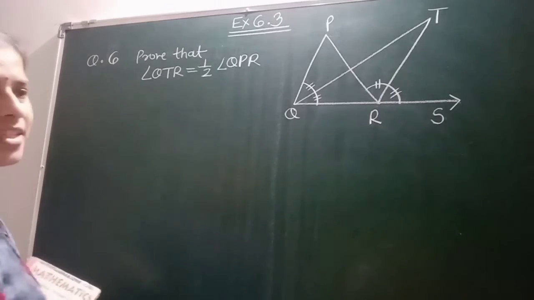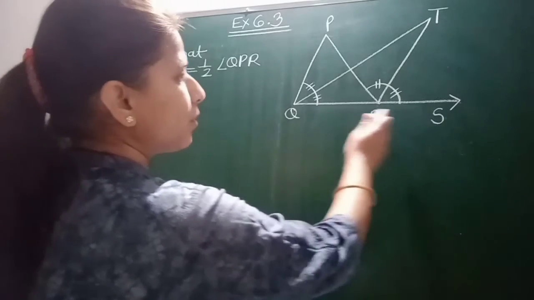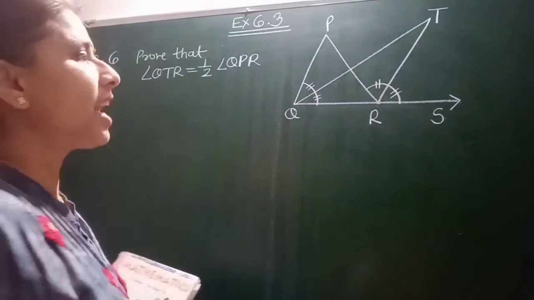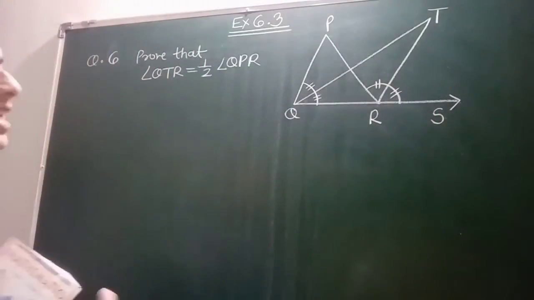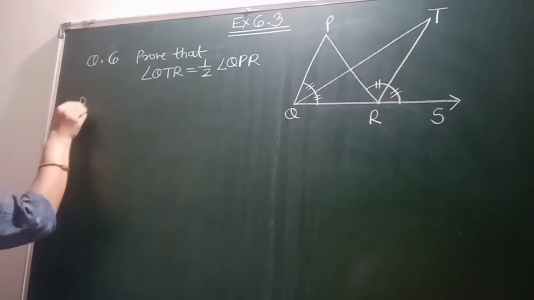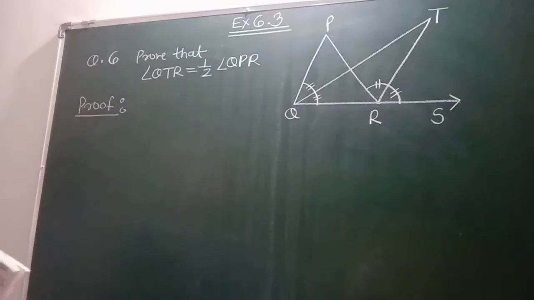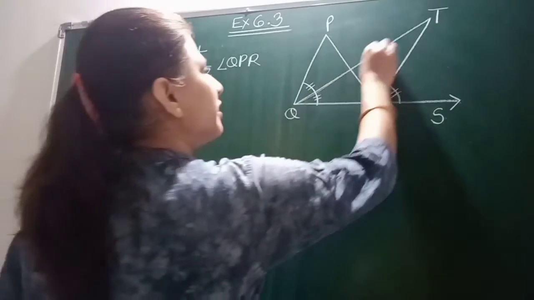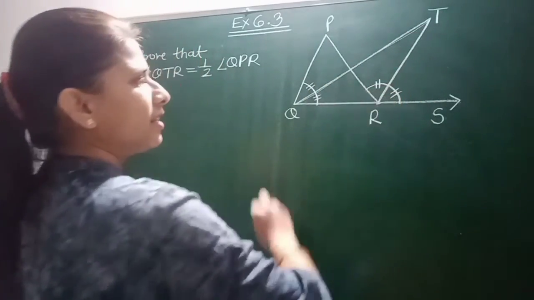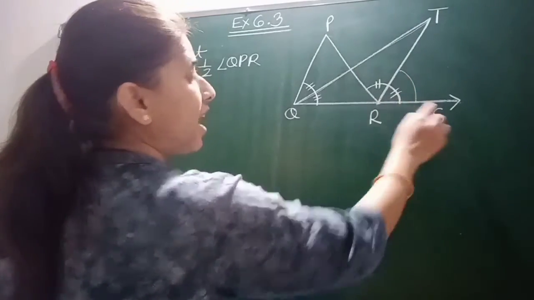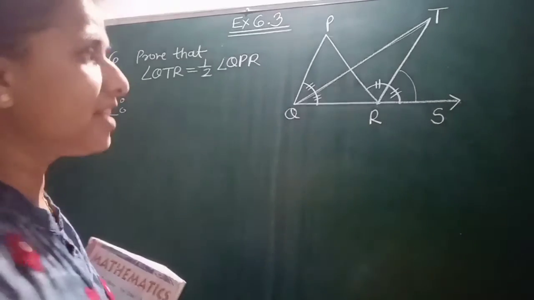Student, as you can see, this side is produced up to S. So which type of angle will form? Yes, exterior angle will form. So we will apply here the exterior angle property. So let's start the proof. As you can see here, for this triangle QTR, which type of angle is this? Angle TRS is an exterior angle.